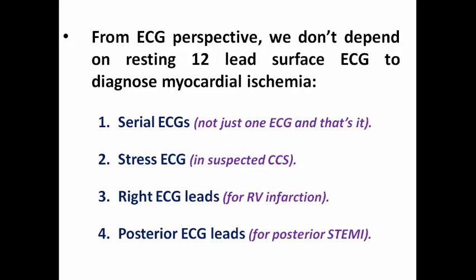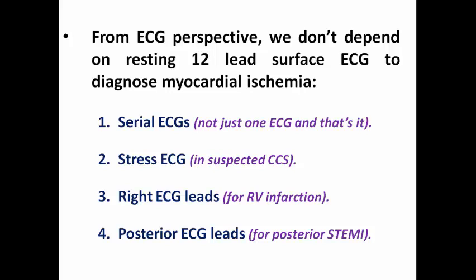And so from the ECG perspective, we don't depend on the resting 12-lead ECG alone to diagnose myocardial ischemia. Number one, serial ECG is very important, because the first ECG may be normal, but the serial ECGs show a sequence of changes. Stress ECG is very important in patients with chronic coronary syndrome, because the patient at rest may have a normal resting ECG, but with acceleration of the heart rate during stress, this may induce myocardial ischemia, leading to ST depression or even ST elevation during exercise.